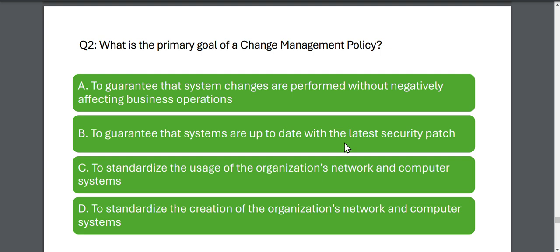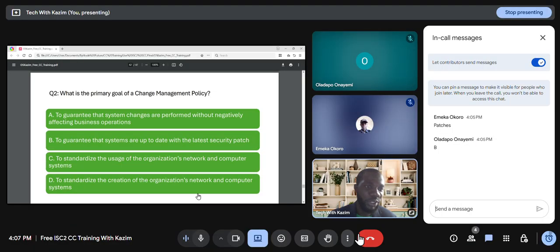So looking at this question now, what would you say is the primary goal of a change management policy? Is it A, to guarantee that system changes are performed without negatively affecting business operations? Or B, to guarantee that systems are up to date with the latest security patch? Or C, to standardize the usage of the organization's network and computer systems? Or D, to standardize the creation of the organization's network and computer systems? So what option are you going with, guys? What will you say is the correct option here?